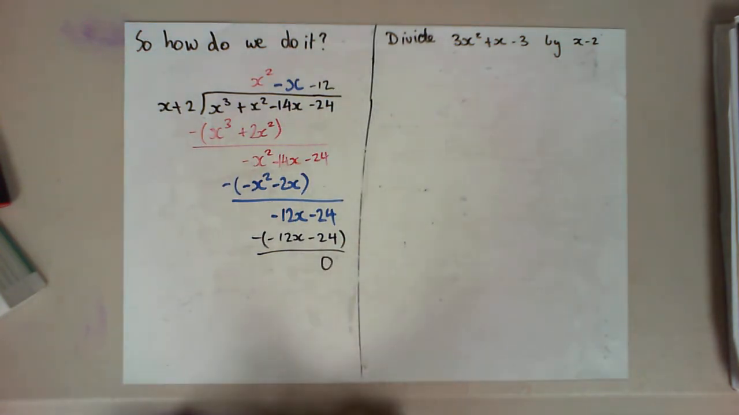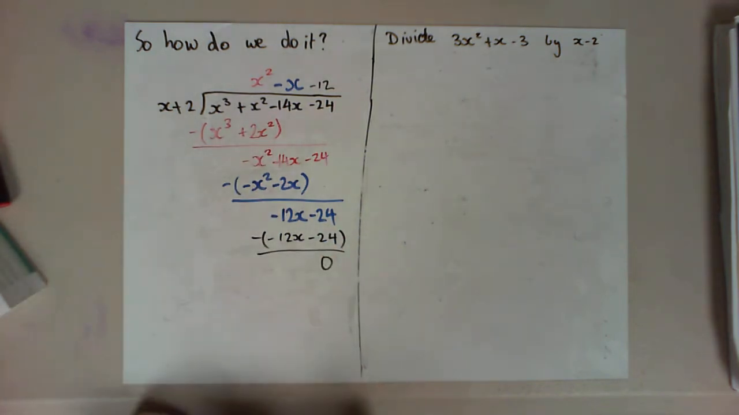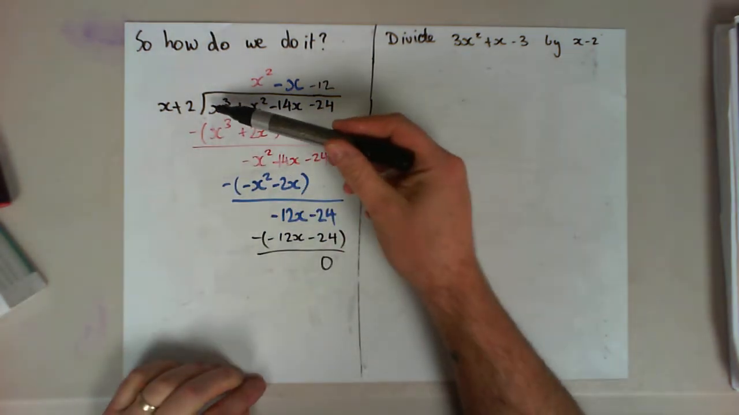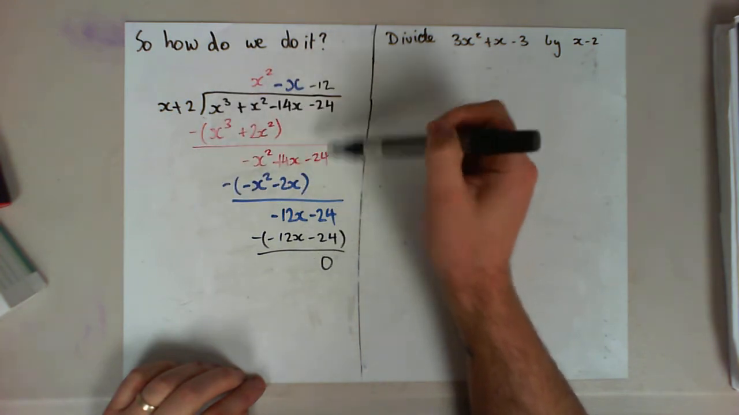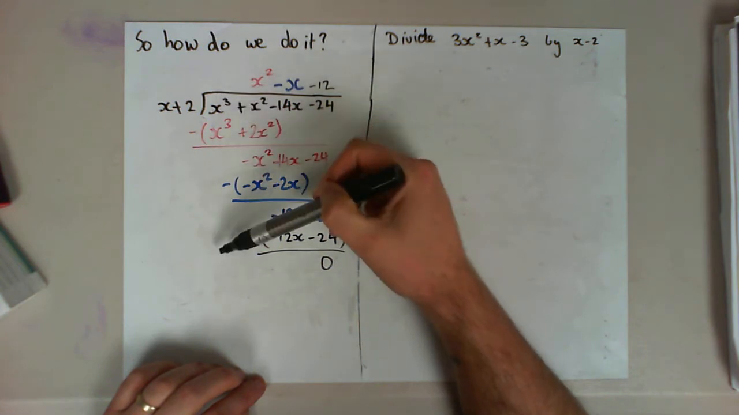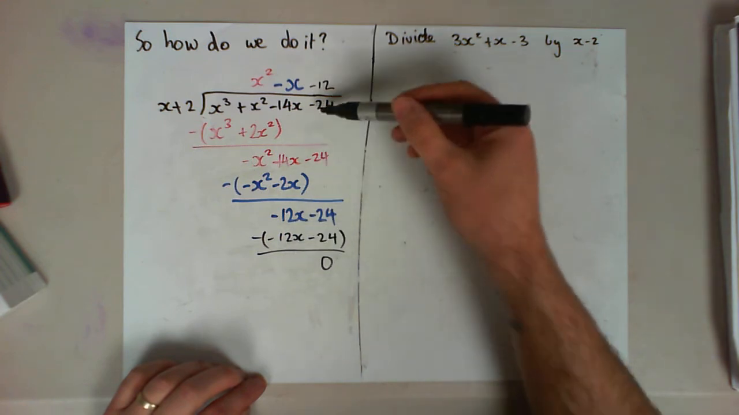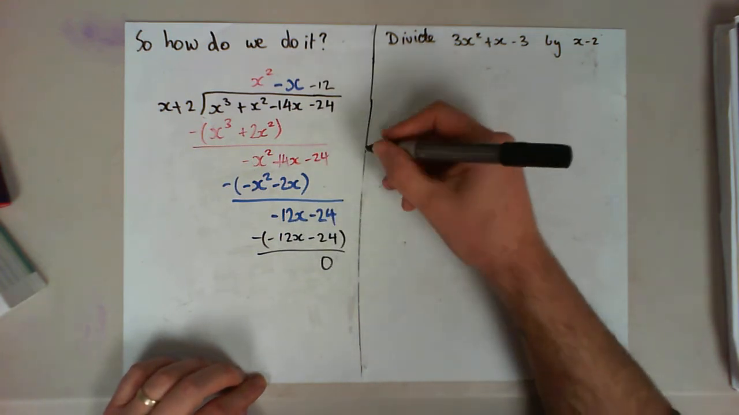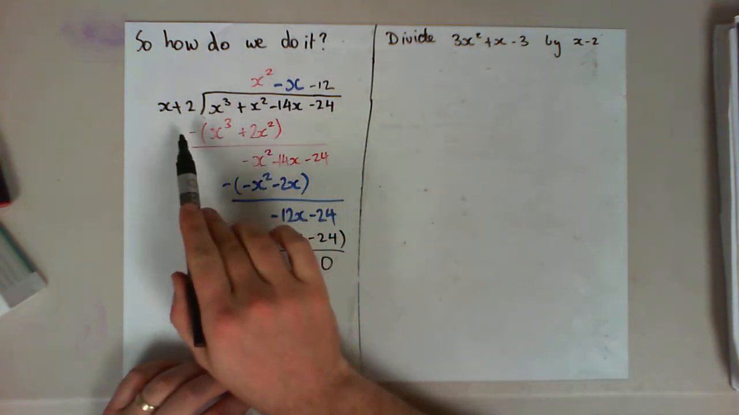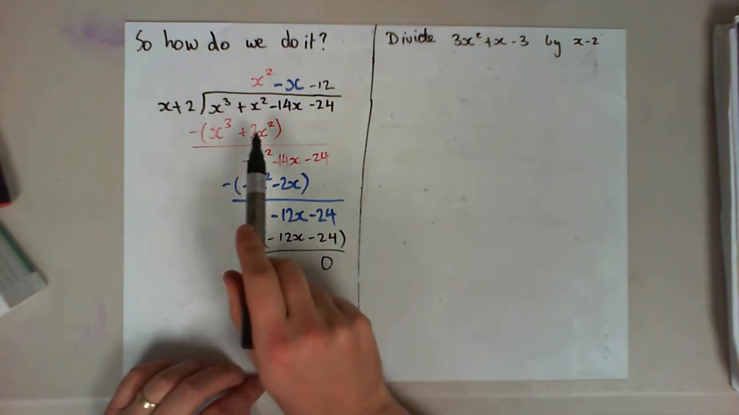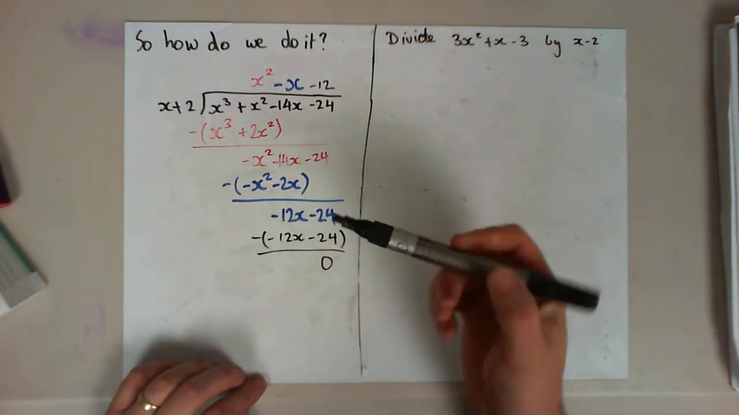Some really key things to take away from this. Setting out is critical. You can see I always lined up my terms in the same columns. My x cubes were always down here, my x squareds were always down here, my x's always down here, my constants always down here. Keep things set out really well. Make sure you do bracket, bracket, take away, line underneath. Without doing these brackets, we can muck up by forgetting double negatives, so make sure you do that.